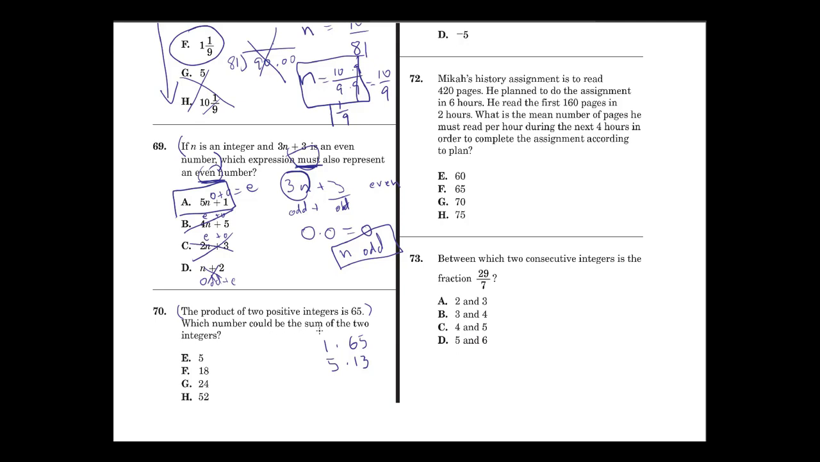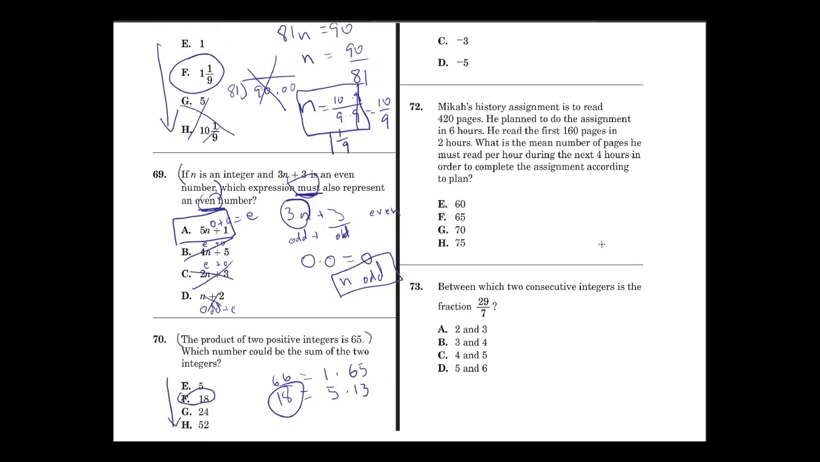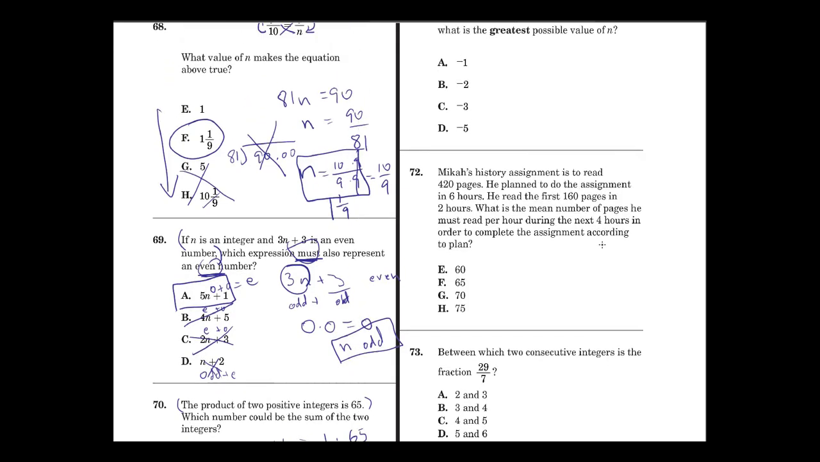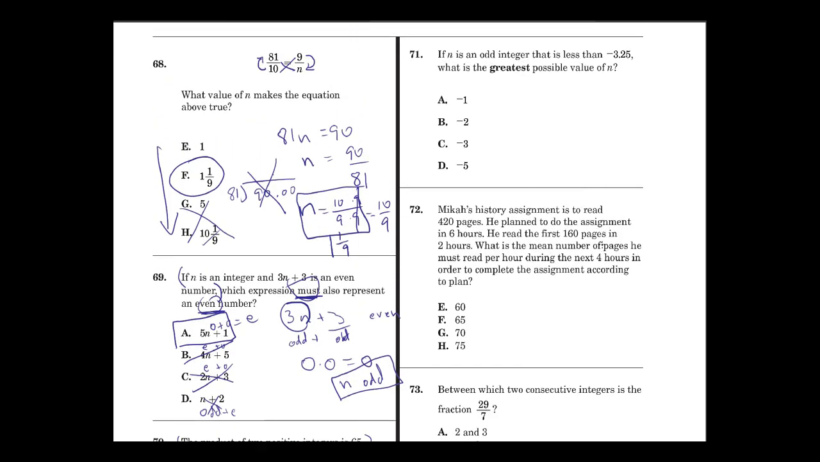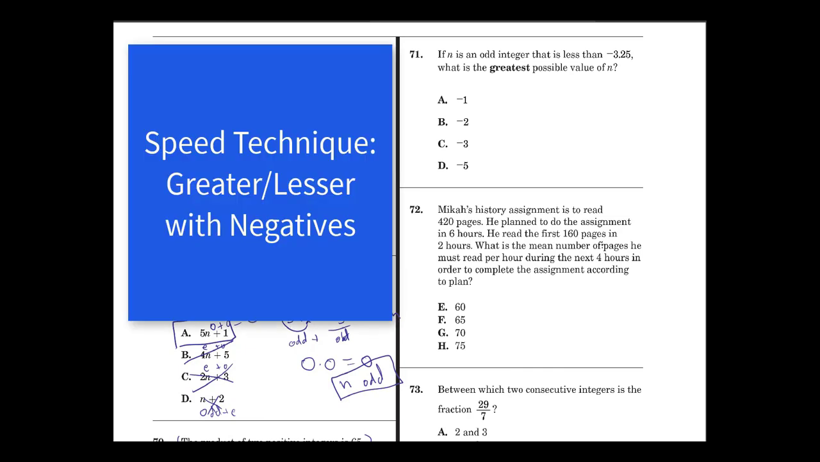Which number could be the sum of the two? Well, let's look at the sum of each of them. 1 plus 65 is 66. 5 plus 13 is 18. Now a vertical scan shows me only one of these answers is there. 18 is the correct answer. Again, knowing the true concepts and identifying it can be very helpful at the outset.